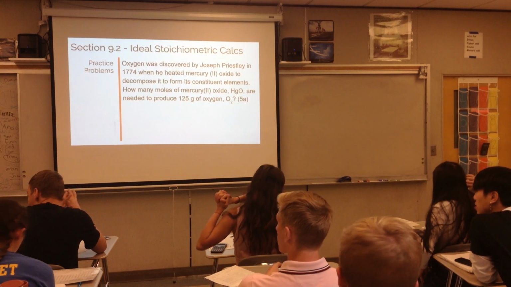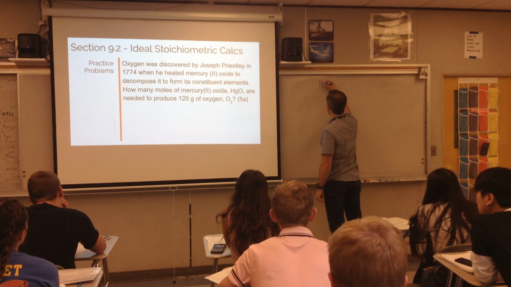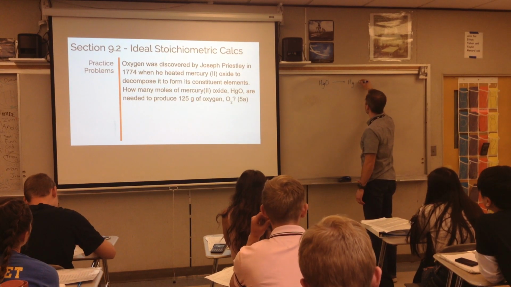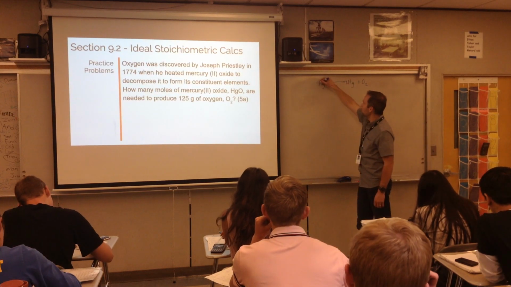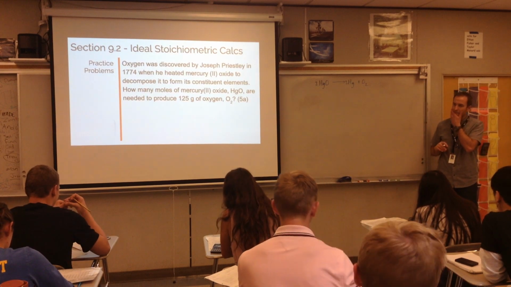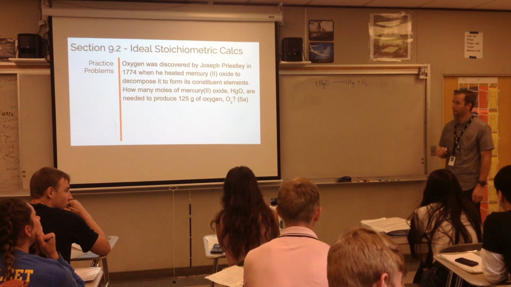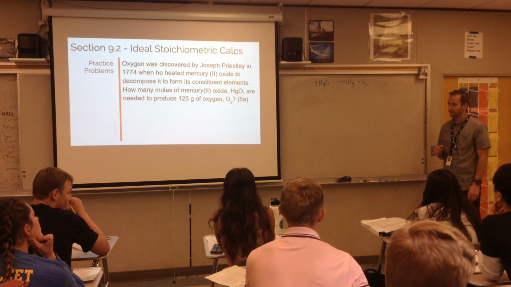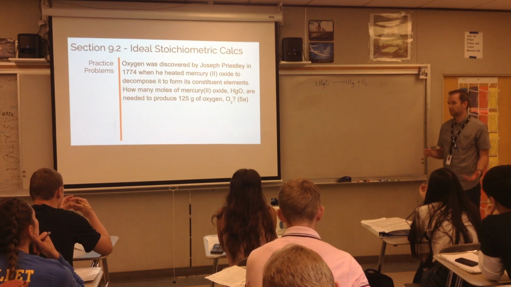All right. So our balanced chemical equation should look something like that, which means we need to double the mercury and the mercury oxide to get it balanced. Metals exist by themselves.